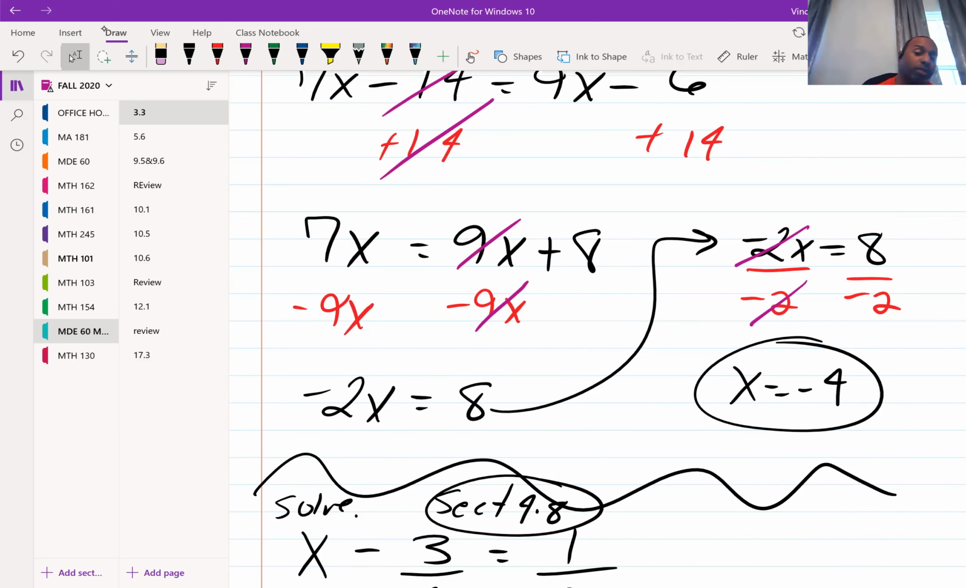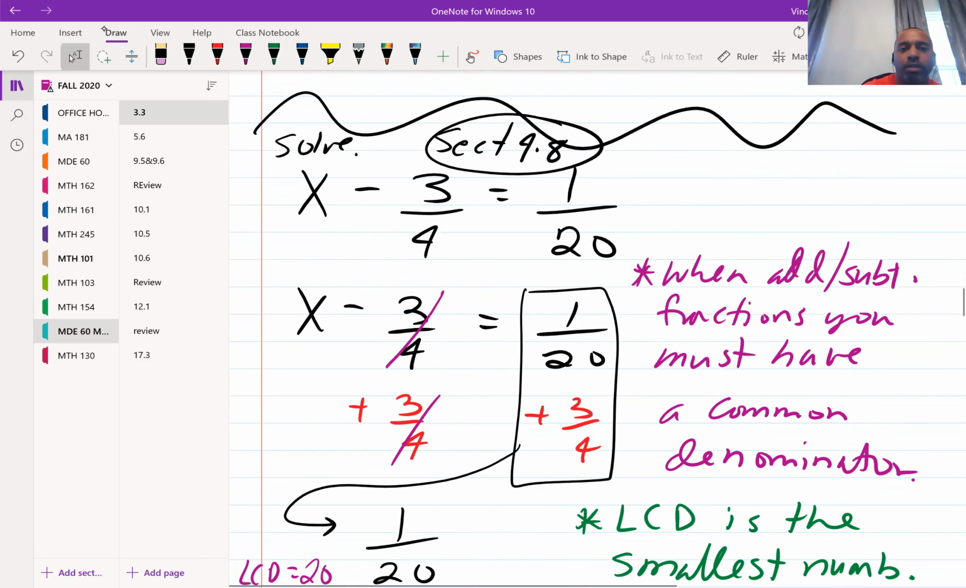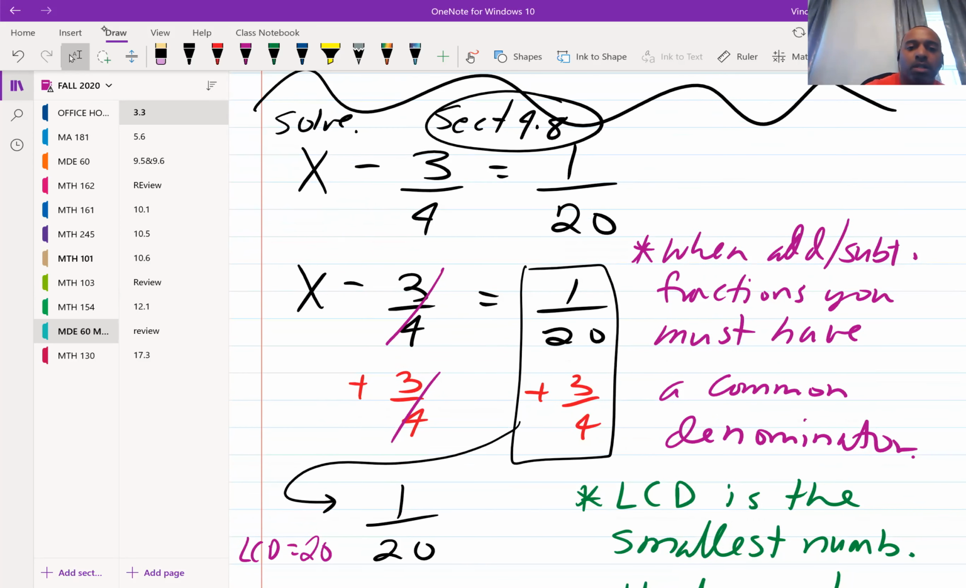All right. Let me see, what do I want to erase? So this is 4-8 here. Yep, just solve equations containing fractions.